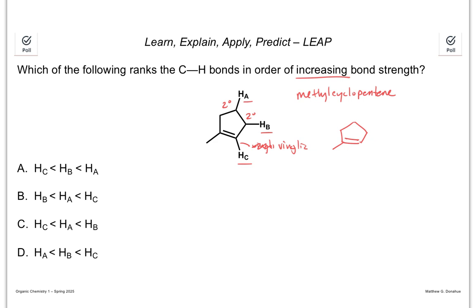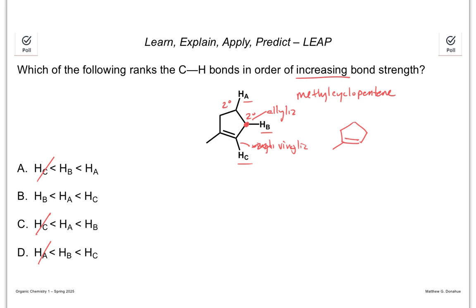So this carbon here is next to the double bond. That's called allylic. So HB is secondary allylic. So that's going to be the weakest bond. So we eliminate A, C, and D. So HB is the weakest, followed by HA, because it's secondary. And then HC is the strongest.